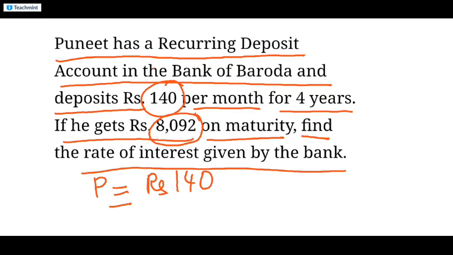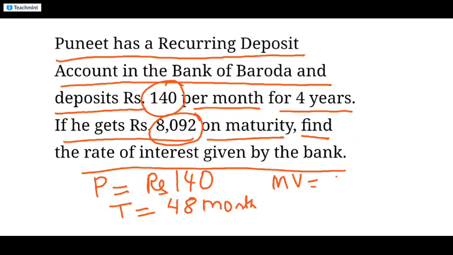The time is 4 years. So you have to convert that into months. 4 years is how many months? 48 months. Yeah, 48 months. Then MV value is given to us, which is 8,092. And rate of interest is missing. And that is what we need to find out. Same thing, we will go by the SI concept and then apply this information into the maturity value. Okay.